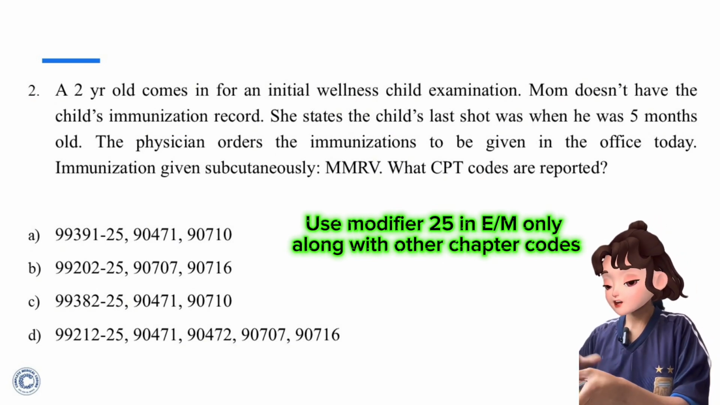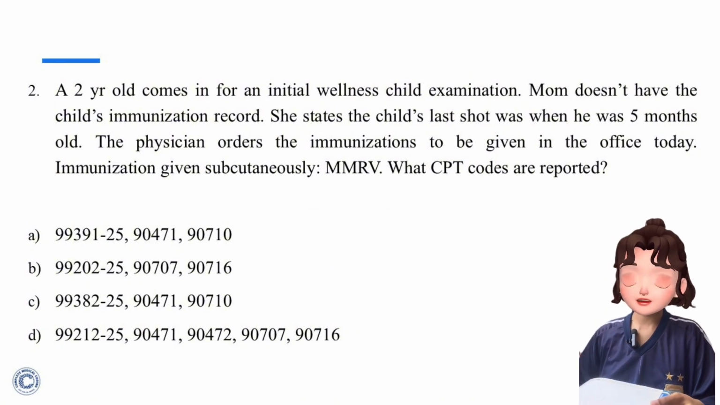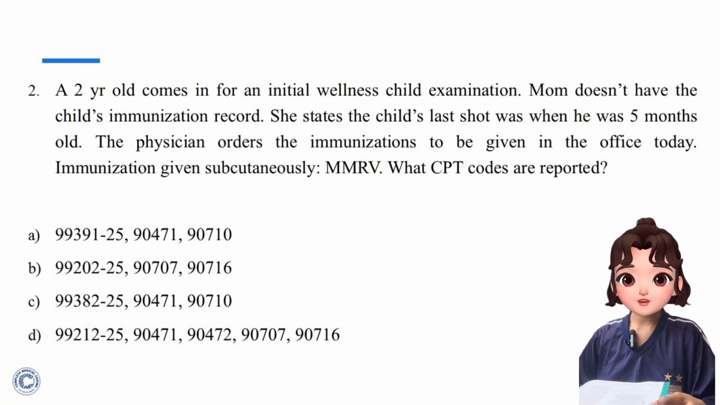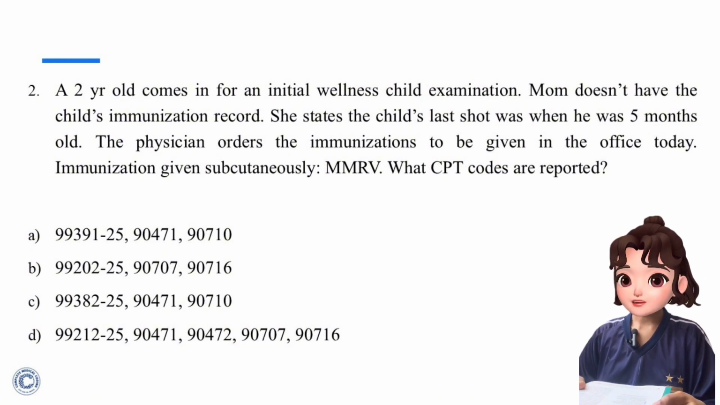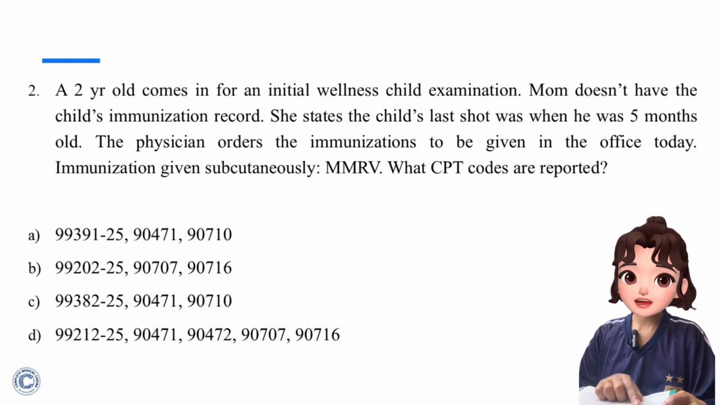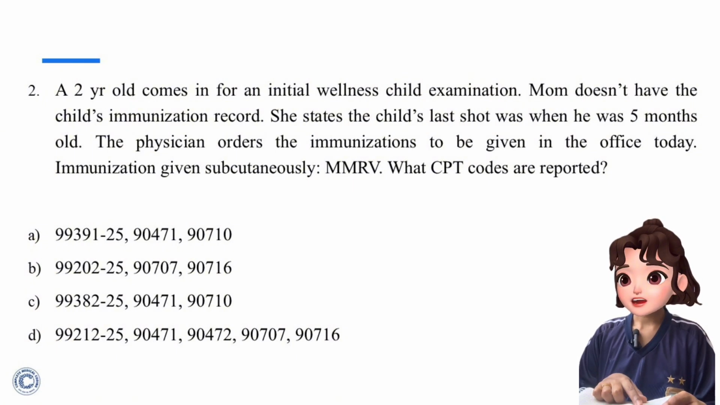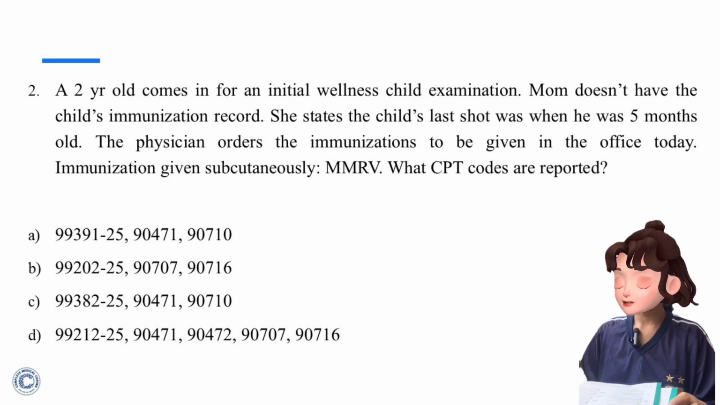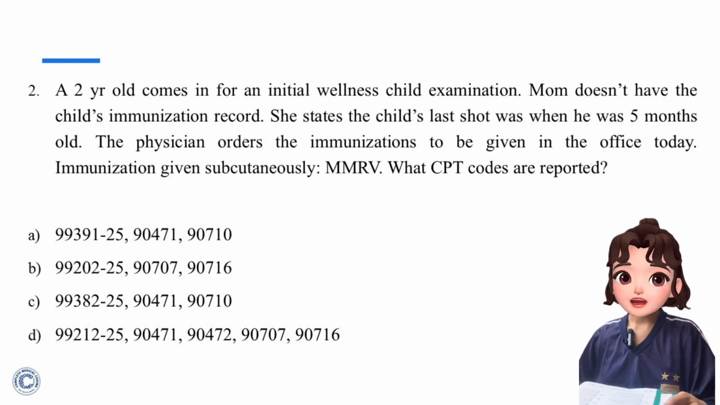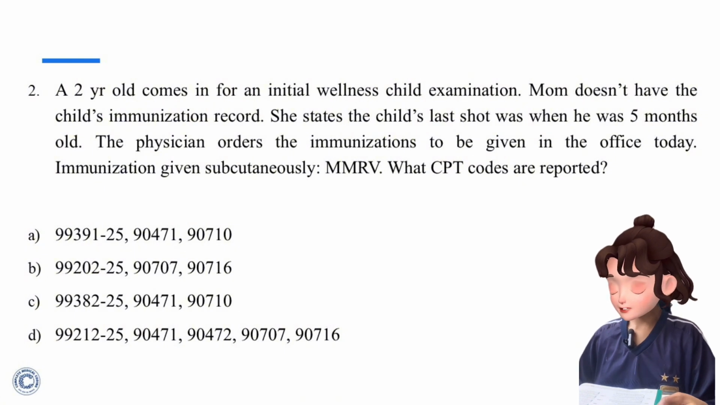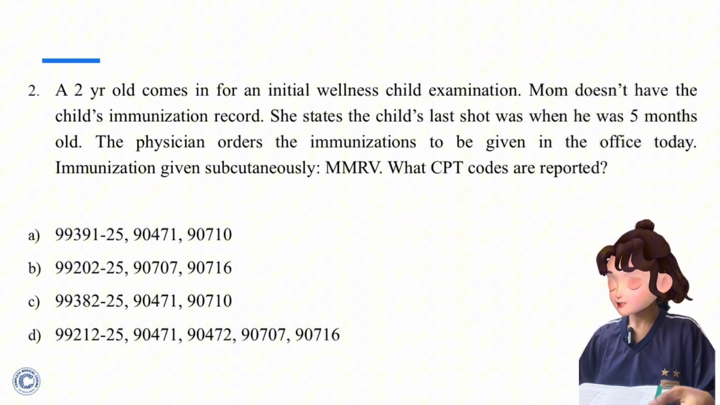Let's check option C. Anyway, on examination, you can directly mark it as C. You don't have to worry about the other codes because the other options are wrong. But still, let's just check what it is. Of course it's a vaccination code. 90471 is the immunization administration code, which includes percutaneous, one vaccine. And then 90710 is the MMRV vaccine: measles, mumps, rubella and varicella for subcutaneous use.